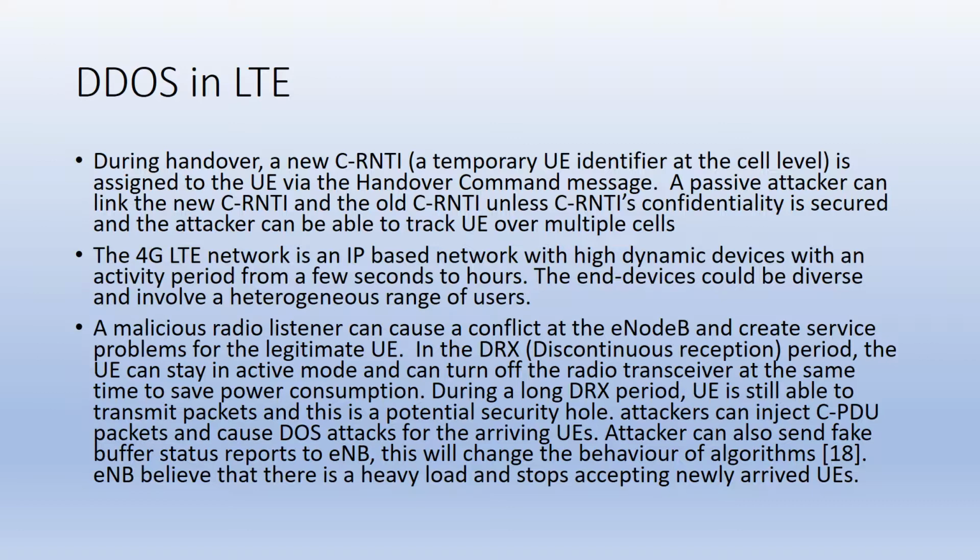Attackers can inject C-PDU packets and cause DDoS attacks for the arriving UEs. The attacker can also send fake buffer status reports to the eNodeB. This will change the behavior of algorithms. The eNodeB believes that there is a heavy load and stops accepting newly arrived UEs, and thus the attacker succeeds in using all the resources and making the service unavailable to legitimate users.